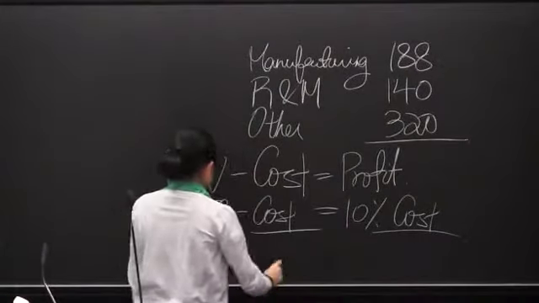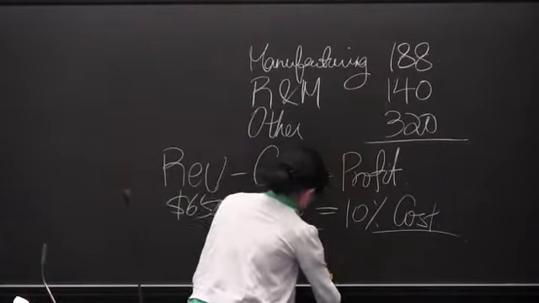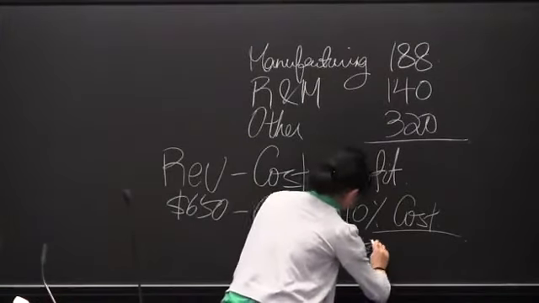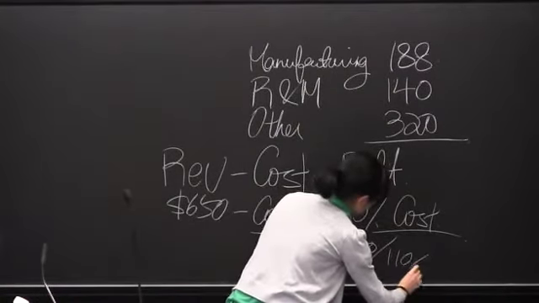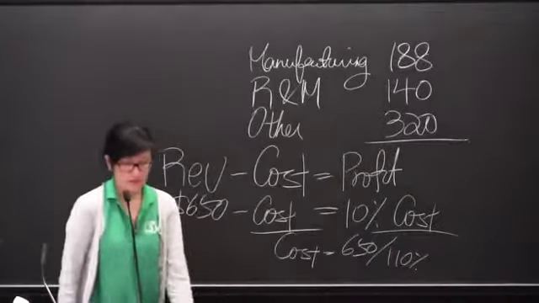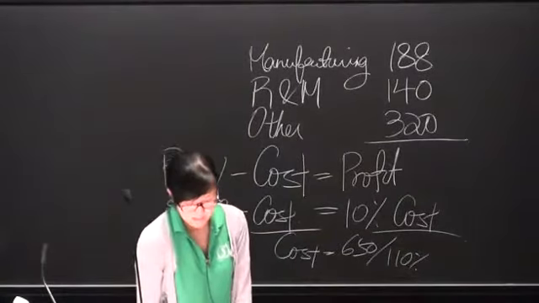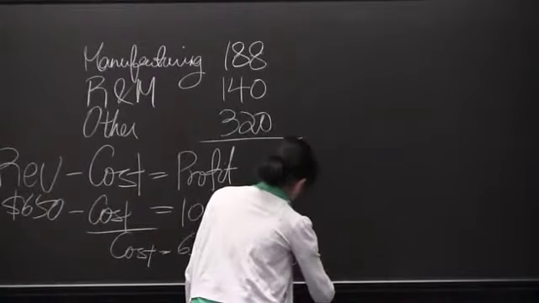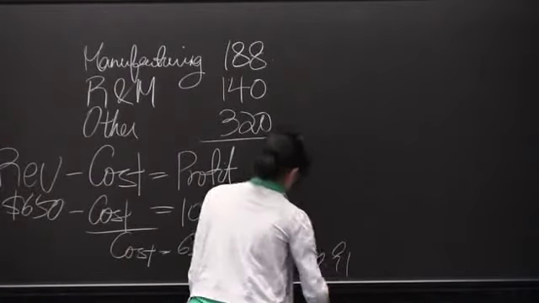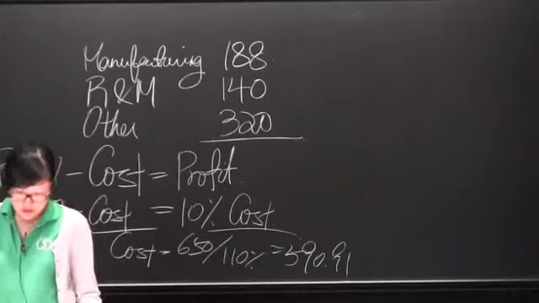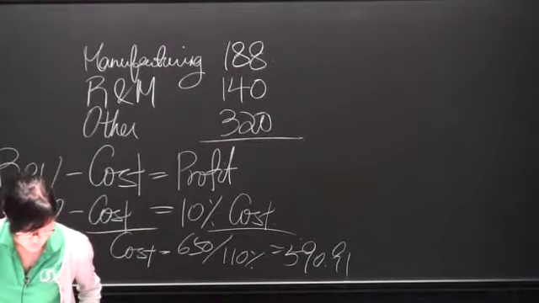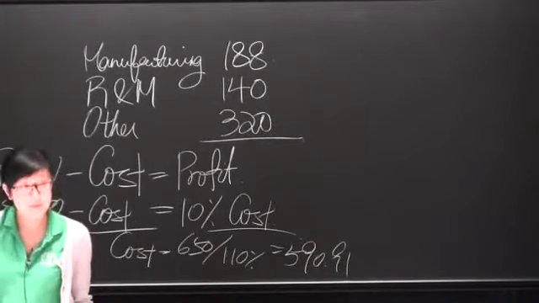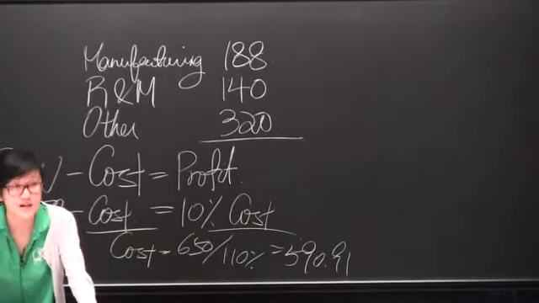Rearrange your equation. Your cost should be 650 divided by 110%. And that should come to 590.91. Yeah? Do we agree?